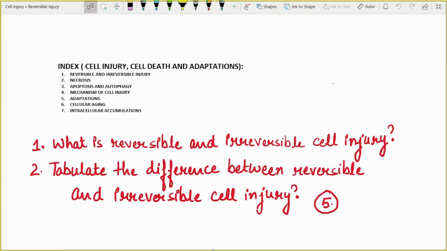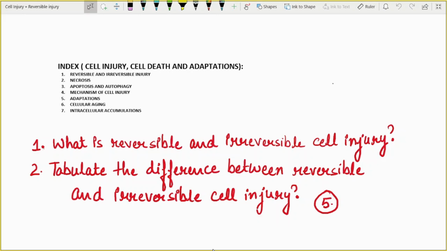Hello everyone. I'm going to start the series of lectures on the first chapter of Robbins, that is cell injury, cell death, and adaptation. I'll cover only those topics that are frequently asked in the theory exam so that you can handle the answer in an effective way. So, starting with the first topic, that is the reversible and irreversible injury.